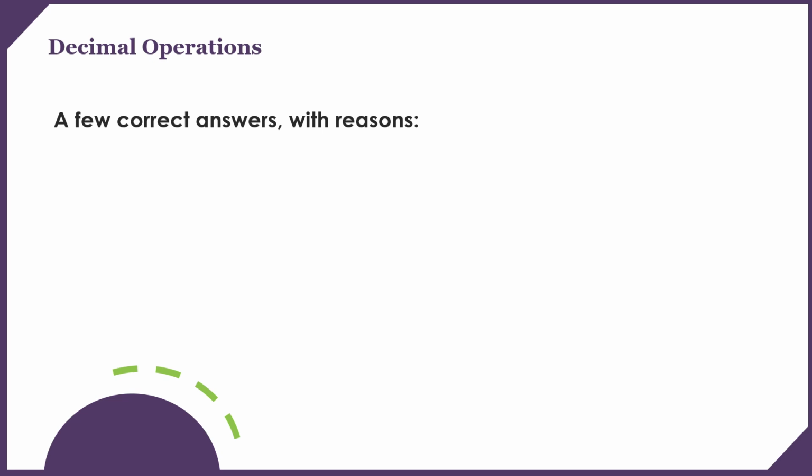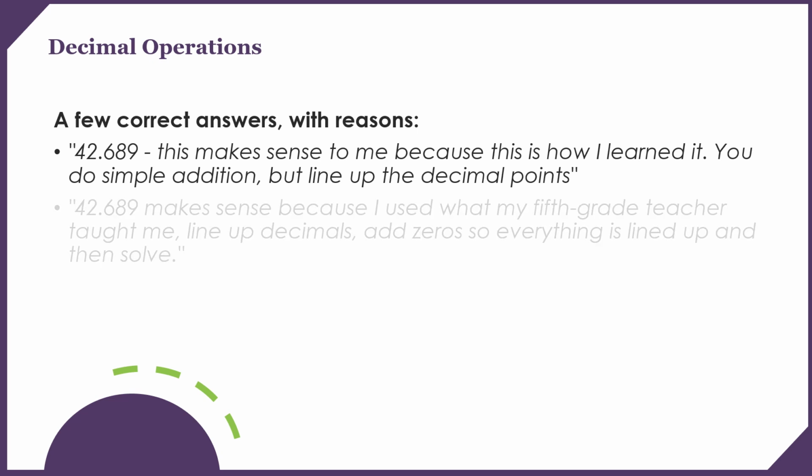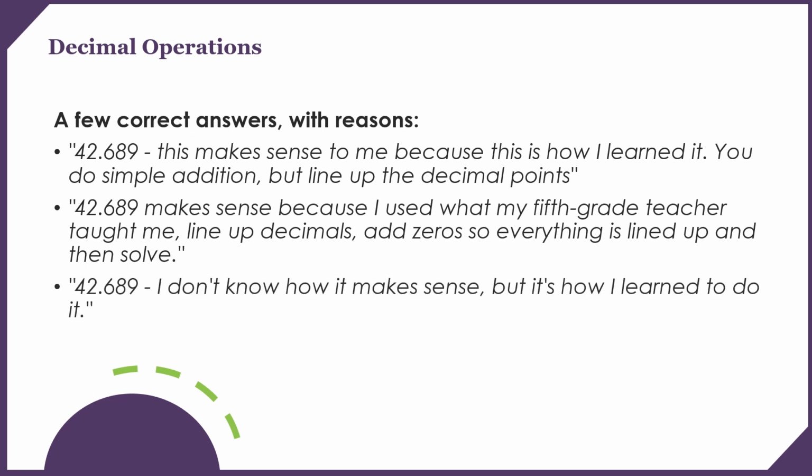So here are a few of those answers. 42 and 689 thousandths, this makes sense to me because this is how I learned it. You do simple addition, but line up the decimal points. So correct rule, but it only made sense because they were following the correct rule. This makes sense because I used what my 5th grade teacher taught me, line up the decimals, add zeros, so everything is lined up, and then solve. I don't know how it makes sense, but it's how I learned to do it.